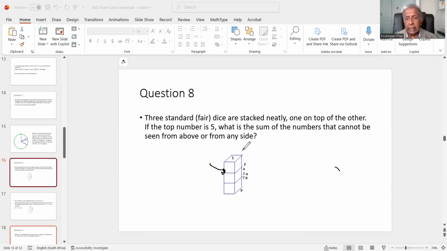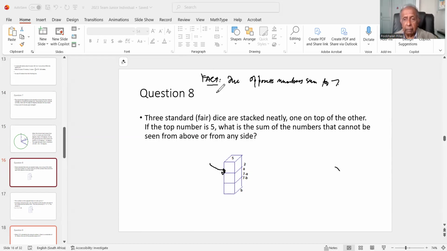Now, the opposite sides of a die always add up to 7. I hope you know that. The opposite numbers of a die, this is a fact. Go and try it out. You can take a die, and you will see that the opposite numbers sum to 7.